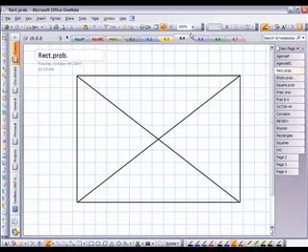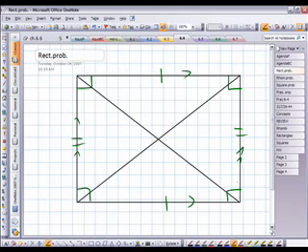Now, more specifically, rectangles. Of course, just like parallelograms, opposite sides congruent, opposite sides parallel. So more information about angles, but some new information is that these are right angles. It's a rectangle. These are all right angles.